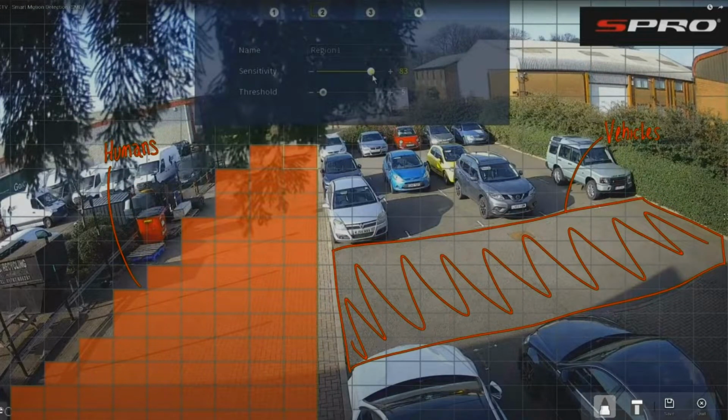Now, whilst you can have multiple smart motion detection regions in any given scene, you cannot have one region looking to detect humans and the other looking to detect vehicles. All regions will need to be detecting one or the other. If you do need multiple areas with some looking to detect humans and others looking to detect vehicles, then you would need to implement an IVS solution, which we'll discuss now.